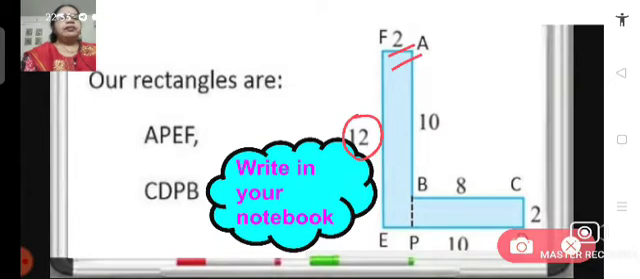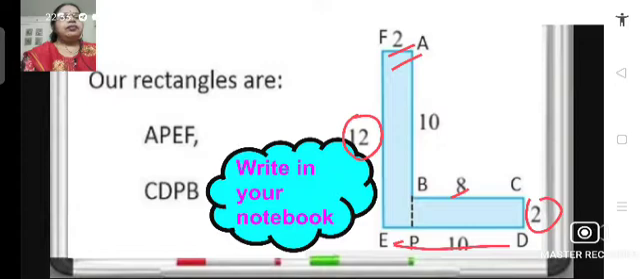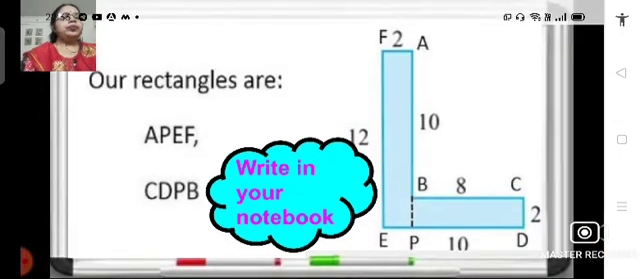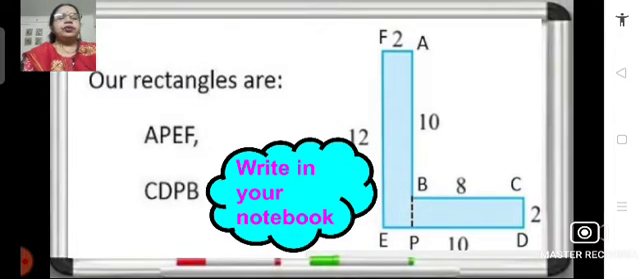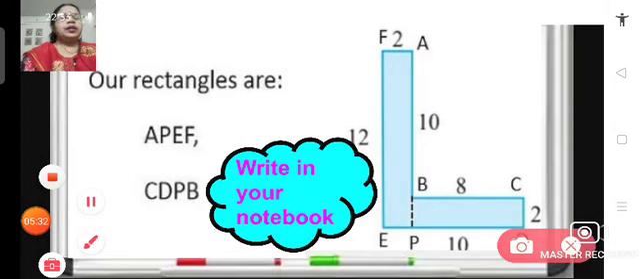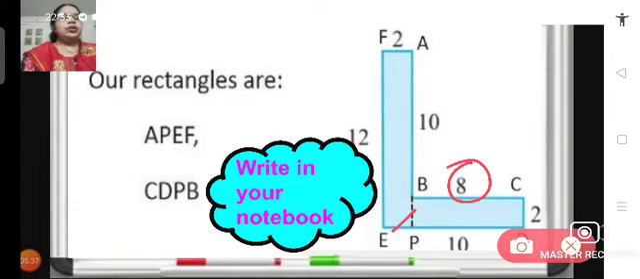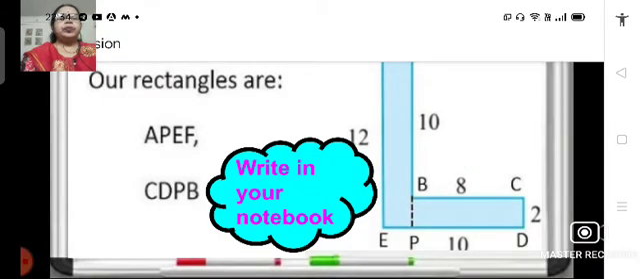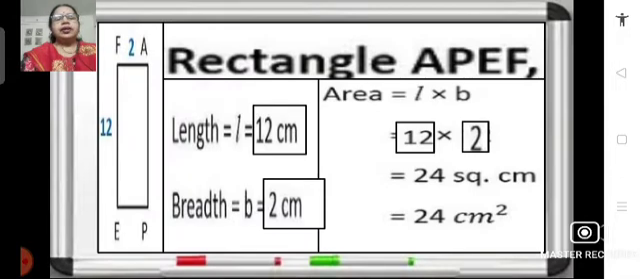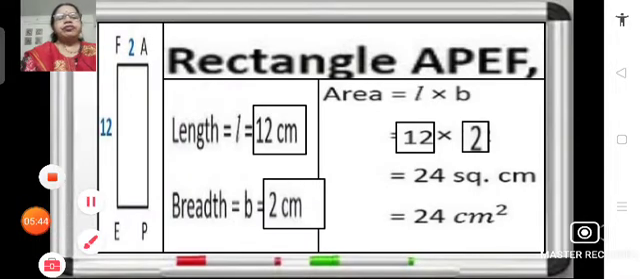CDBP, the length will be 8 centimeters, isn't it? And the breadth will be 2. It will be 8 because total length is given as 10 and we have this side as 2. So 10 minus 2, it becomes 8. So the length is 8, breadth is 2. Now, based on this, we will find the areas of the rectangles and the area of the figure.